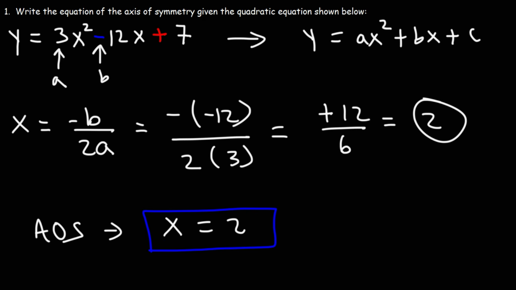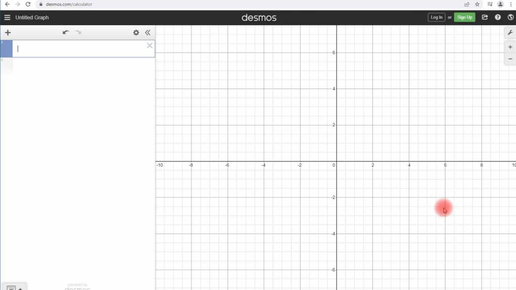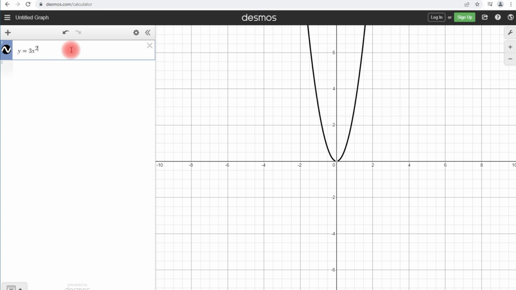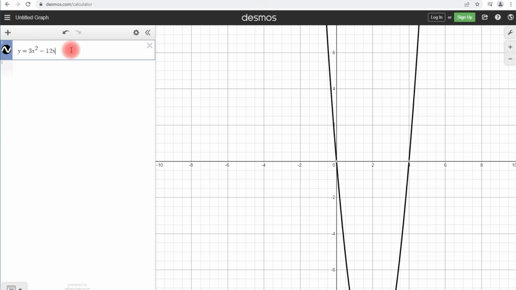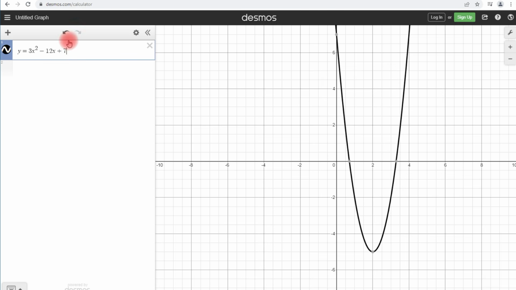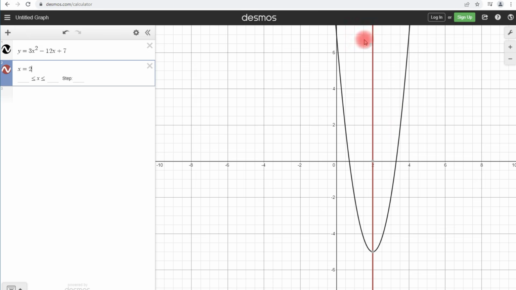So that's going to be the vertical line that splits the parabola into two equal parts. Now let's check our work with this online graphing calculator. So I'm going to type in the quadratic equation that we had before. y equals 3x squared minus 12x plus 7. And we can see the vertex has an x coordinate of 2. And the line x equals 2 is going to split the parabola into two equal parts. And so that is going to be the axis of symmetry.